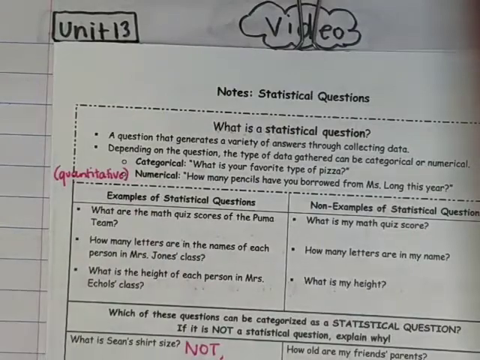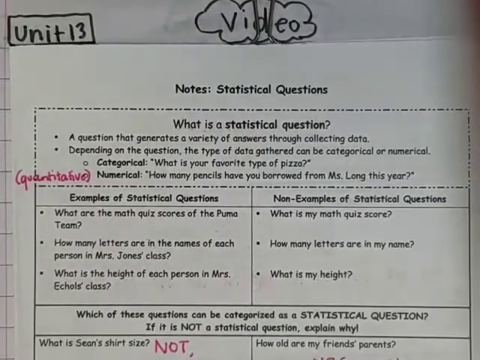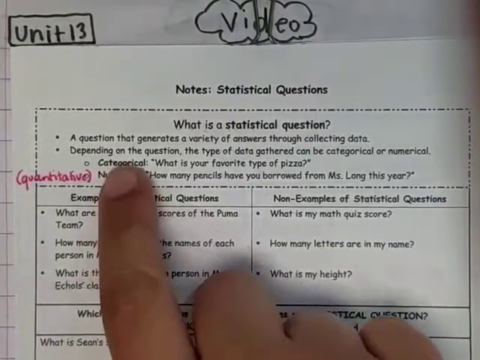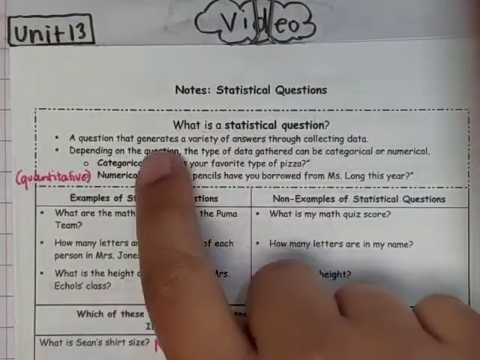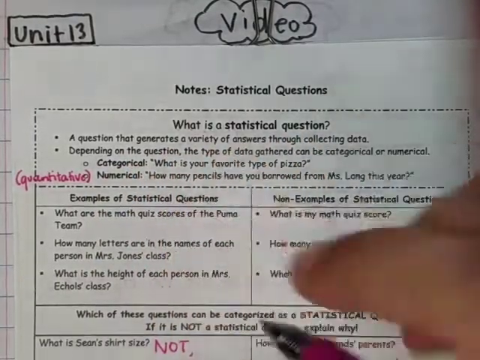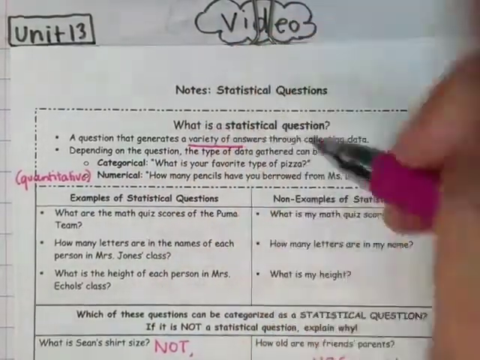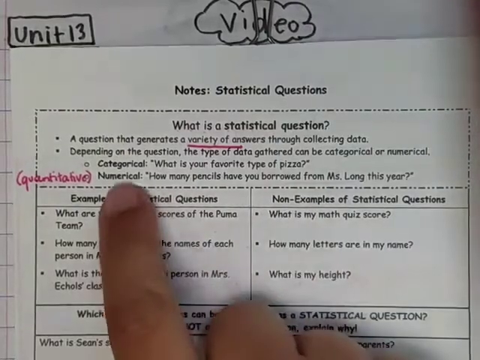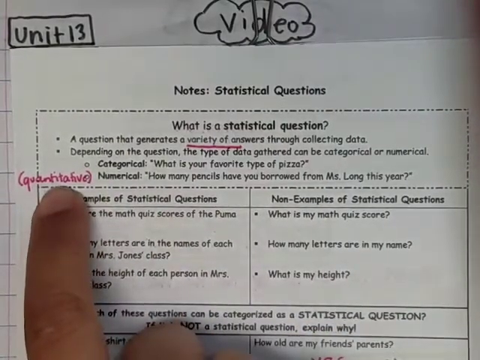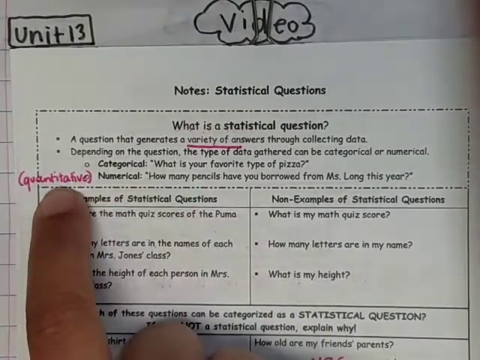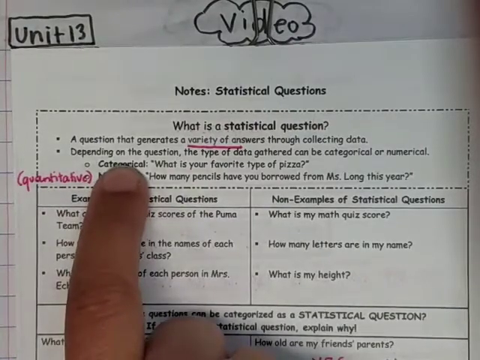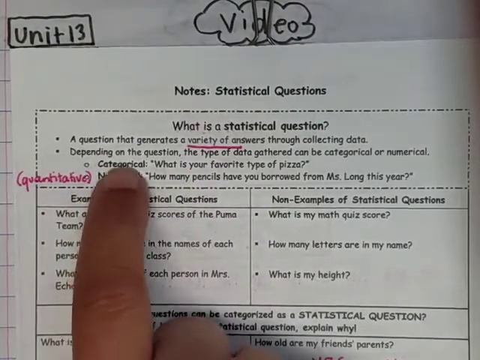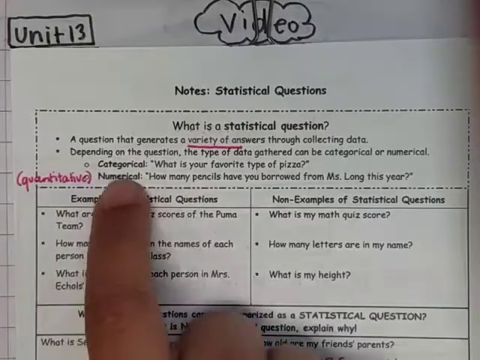A few definitions that we need to know before we can begin is that statistical questions are questions that generate a variety of answers, so make sure that you understand it's a variety of answers. And depending on the question, it can either be categorized as categorical or as numerical. Now, numerical, you might also hear me say quantitative, so quantity. Categorical, you might also hear me call it qualitative. I normally say categorical and quantitative. Numerical is fine as well.